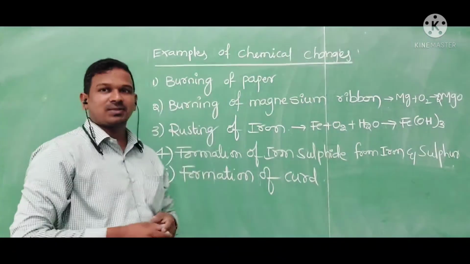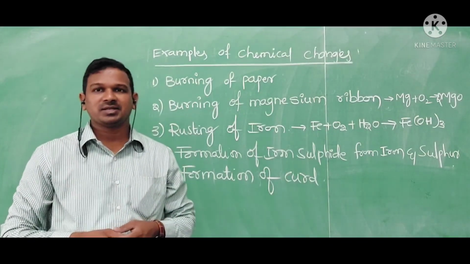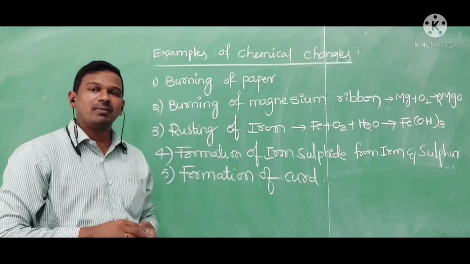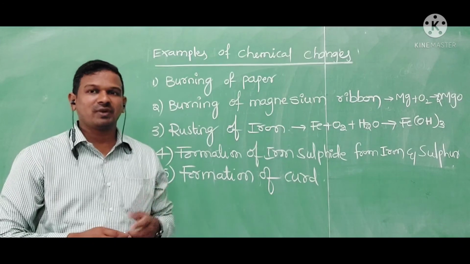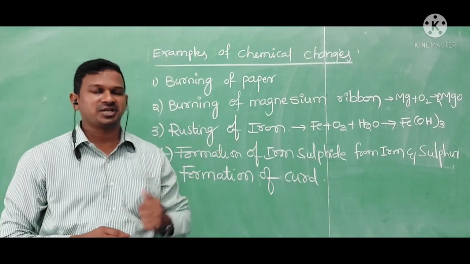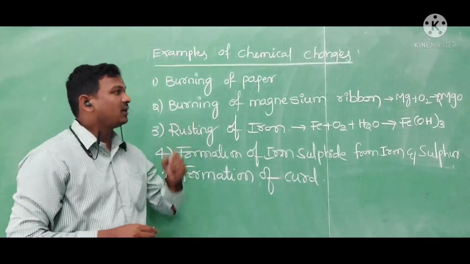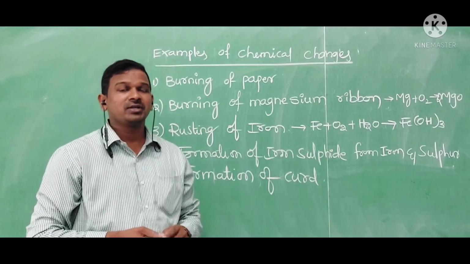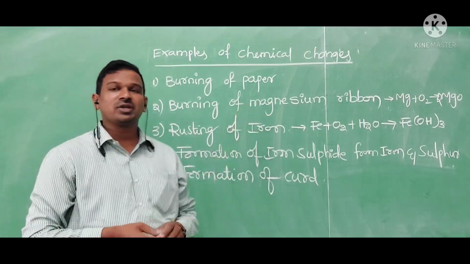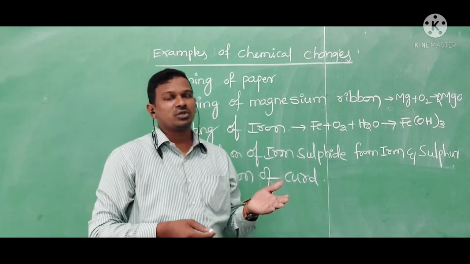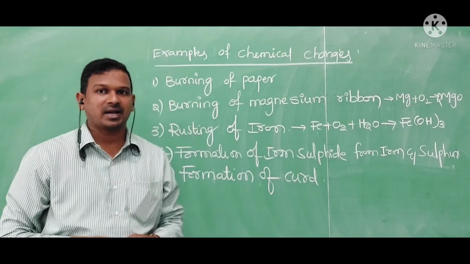Here are some examples of chemical changes. Let's have a look one by one. Burning of a paper. When you burn the paper, ash and smoke will come. With that, we cannot bring the paper back again. So it is a permanent change. Second one is the burning of a magnesium ribbon, which will form magnesium oxide. In this, magnesium is losing its originality and its properties. So we cannot bring back the original properties of the magnesium.